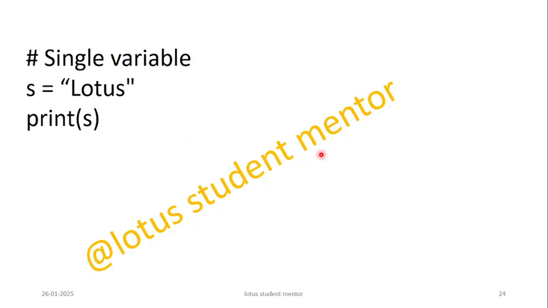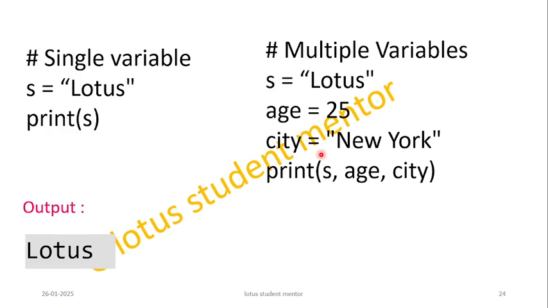Let us see here, this is a single variable: s equal to a string, that is, the string is lotus. Then if you substitute print s, the output becomes lotus. If we come to multiple variables, the multiple variables are more than one. That is, s is the lotus string, age is the integer variable, age is 25, and city is the string variable. These are the three. There are two string variables and one integer variable.